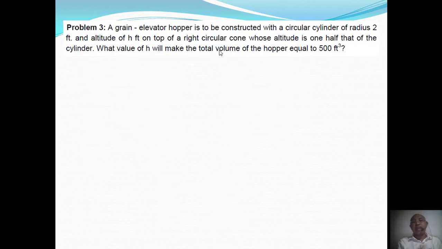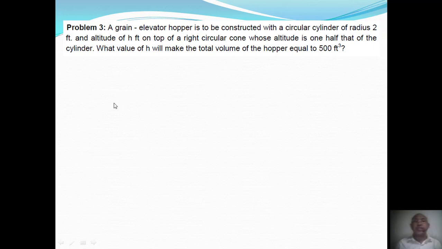Okay, problem 3. A grain elevator hopper is to be constructed with a circular cylinder of radius 2 feet and altitude of h feet on top of a right circular cone, whose altitude is 1/2 that of the cylinder. Question: what value of h will make the total volume of the hopper equal to 500 cubic feet?